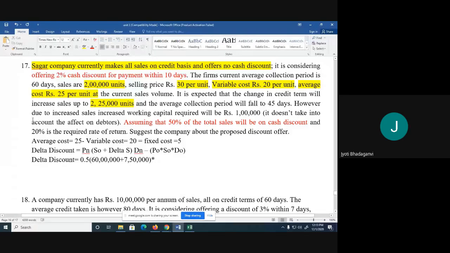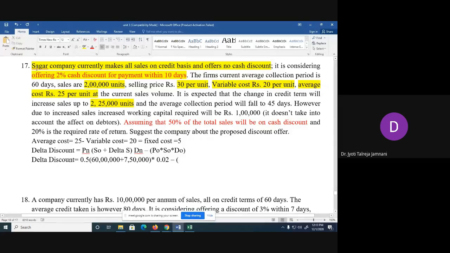No, ma'am. So the discount rate is given here, offering 2% cash discount on payment within 10 days. This itself is your new discount. So we take the discount rate here 0.02, that is 2%. From this we have to minus the old proportion of customers taking discount.